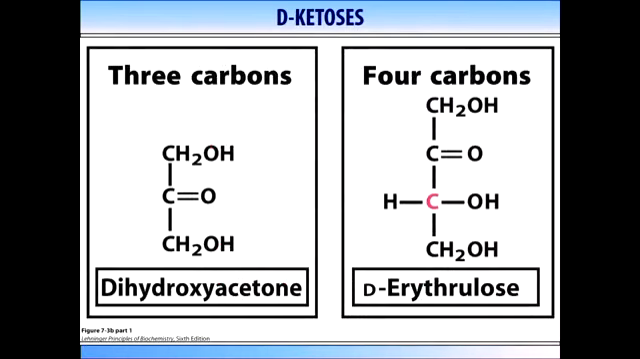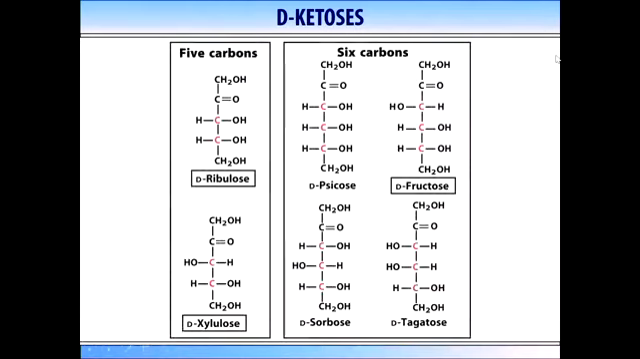Okay, so now ketoses. Dihydroxyacetone doesn't have any stereoisomer, so it doesn't have any D or L in the prefix. However, starting from the four-carbon ketoses, we already have the D or L prefix. With five carbons, there is D-ribulose or D-xylulose, and one of the most important is D-fructose from the six-carbon ketoses.